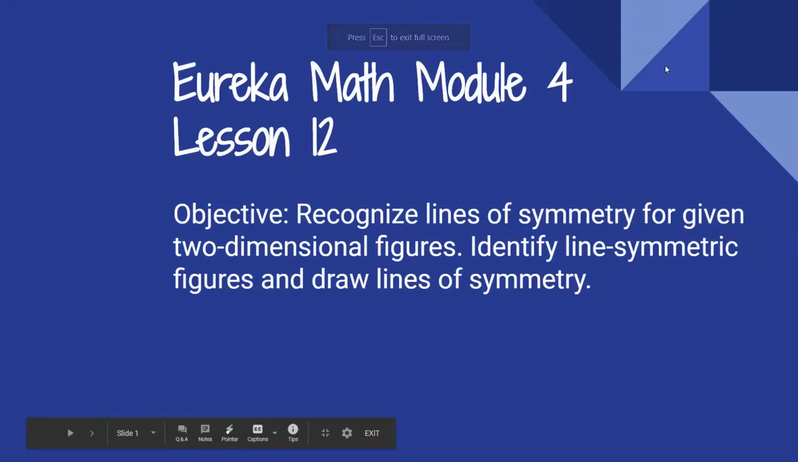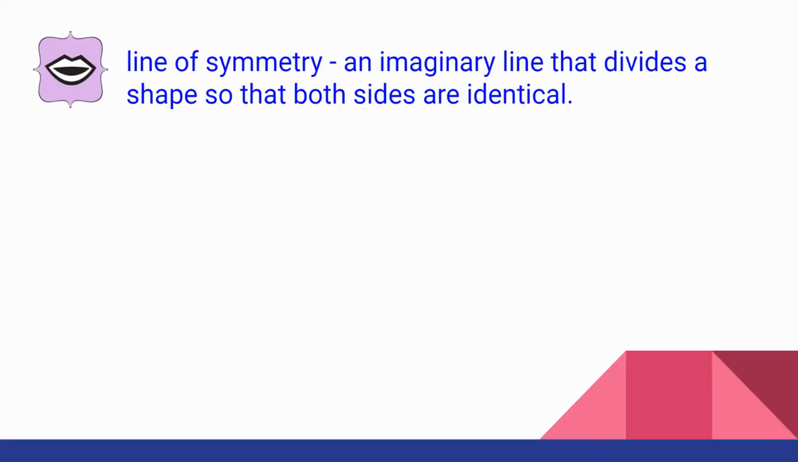Hello everybody, this is Eureka Math Module 4, Lesson 12. Today we will recognize lines of symmetry for given two-dimensional figures. We will also identify line symmetric figures and draw lines of symmetry. But first, let's talk about symmetry.